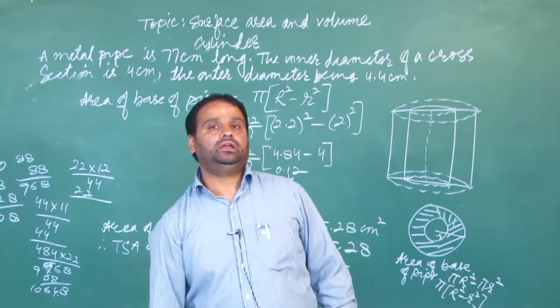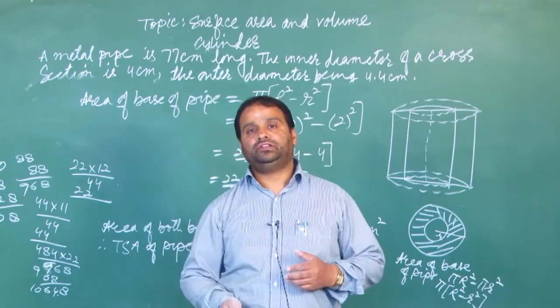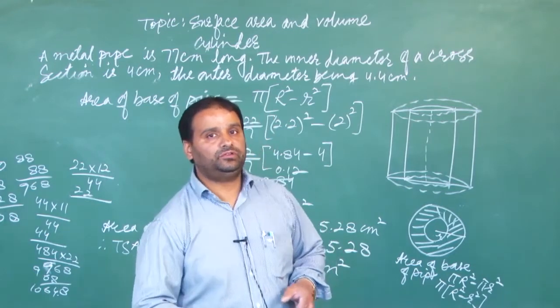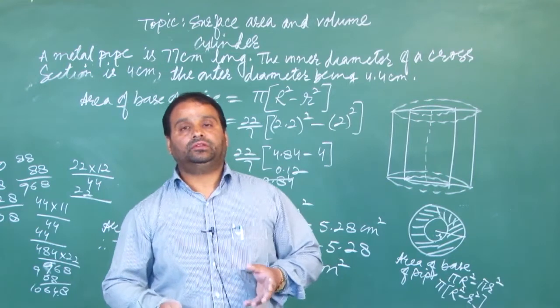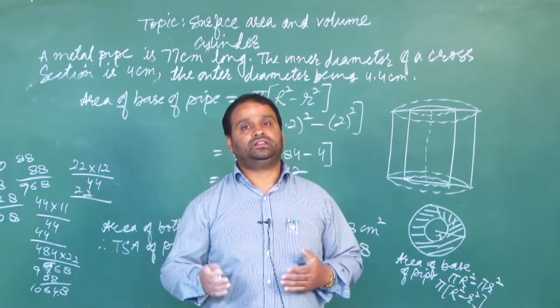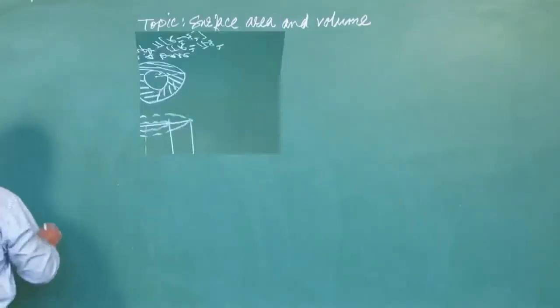Now we are in a position to understand what a cylinder is, where we need to find the curved surface area or total surface area. And we came to know another thing about the pipe: if we find the total surface area of the pipe, it is not the total surface area of the cylinder but something else, that we discussed earlier.